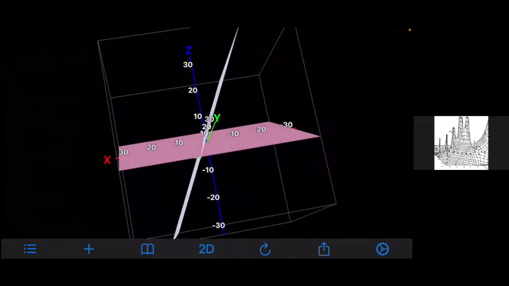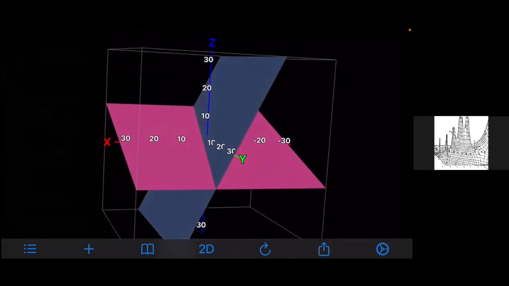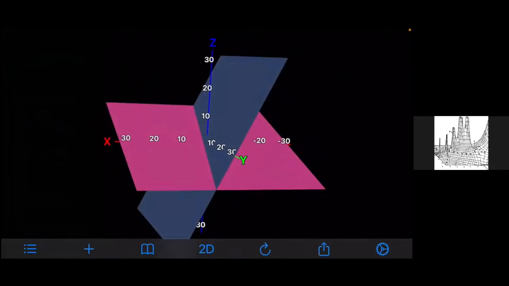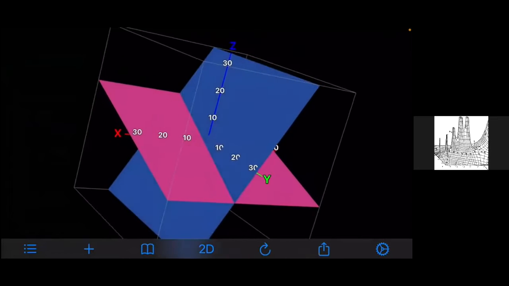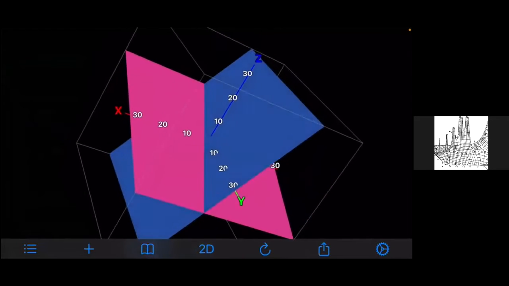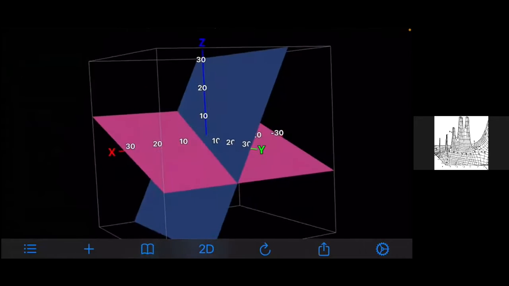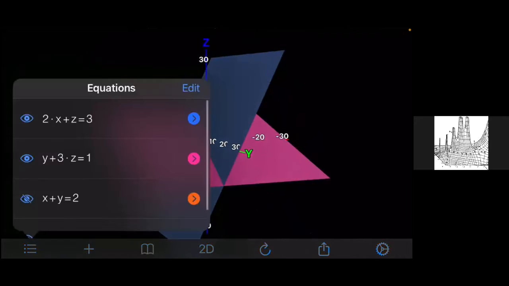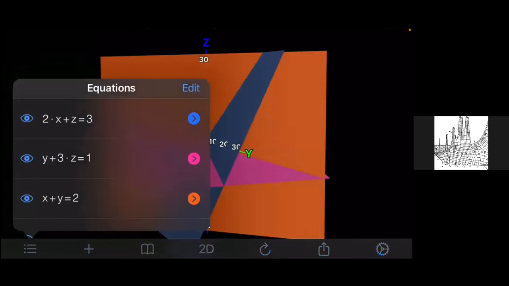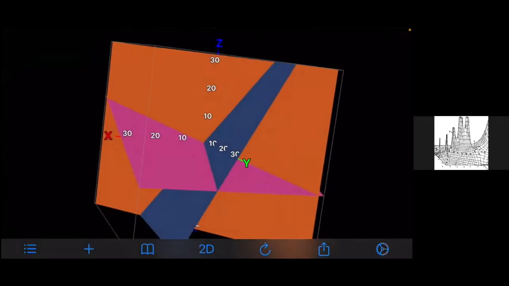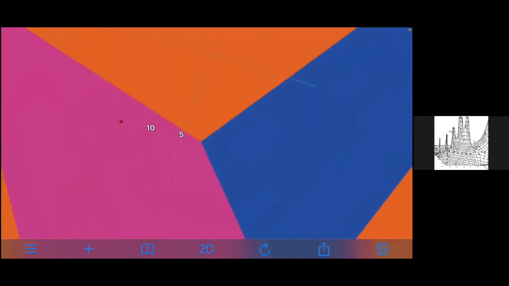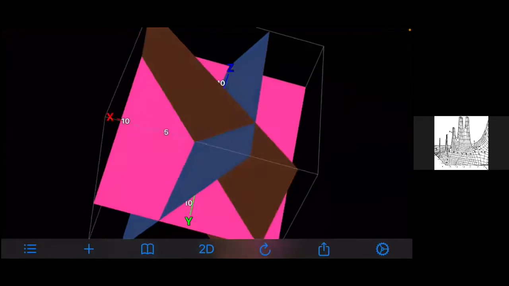And now the way that a consistent system with one solution works is that the third plane intersects that line there, that line where the blue meets the pink. A third plane intersects that line at one point, and you can kind of see where that is. If I zoom in there, right, we can see that.